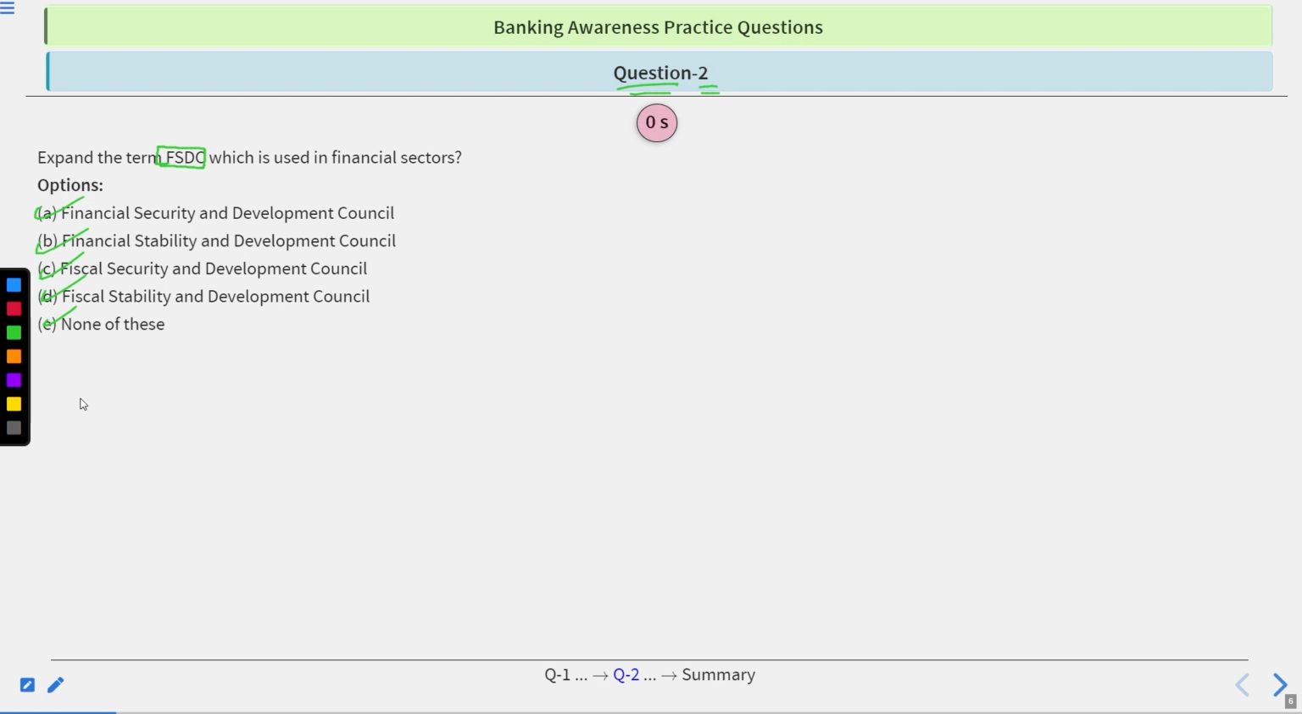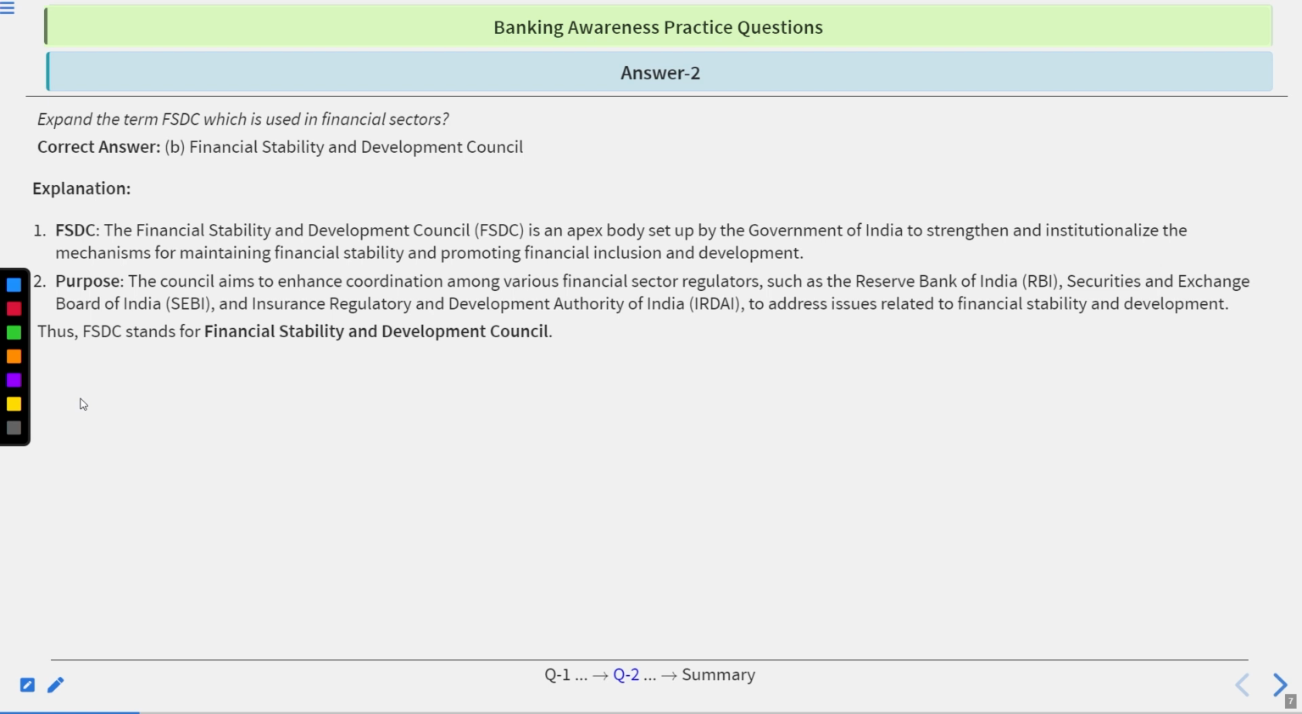Okay, the time's up. The correct answer of this is FSDC stands for Financial Stability and Development Council. If we go by the explanation, FSDC is the Financial Stability and Development Council, which is an apex body set up by the Government of India in order to strengthen and institutionalize the mechanism for maintaining financial stability and promoting financial inclusion and development. What is the purpose of this?